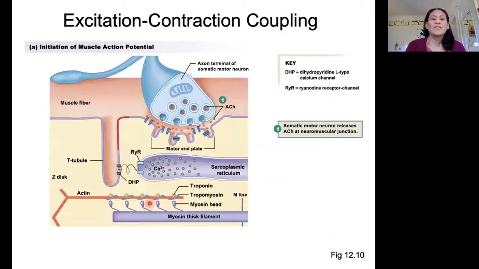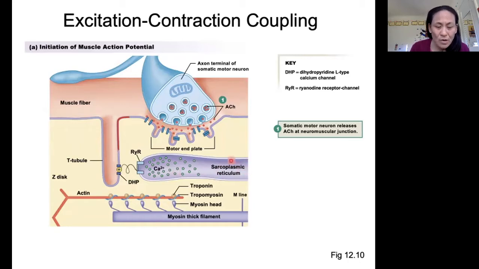Okay, so first of all, just to orient you, what you're looking at here is a motor neuron, kind of the end of a motor neuron. It's meeting up with this muscle fiber here. This red part is the cell membrane or sarcolemma of the muscle fiber. This yellow part is the cytosol, also known as the sarcoplasm of the muscle fiber. You can see this T tubule here, this invagination of the sarcolemma.